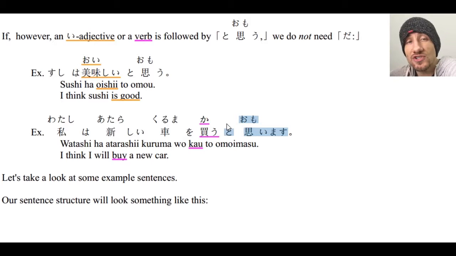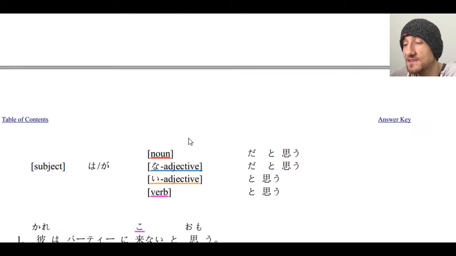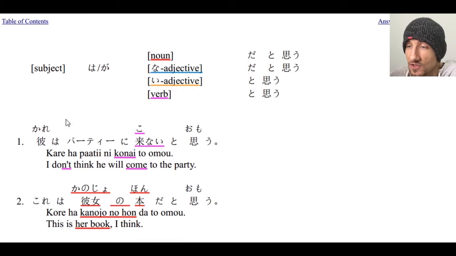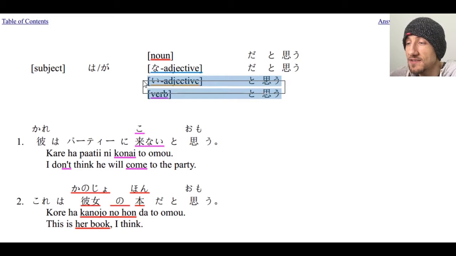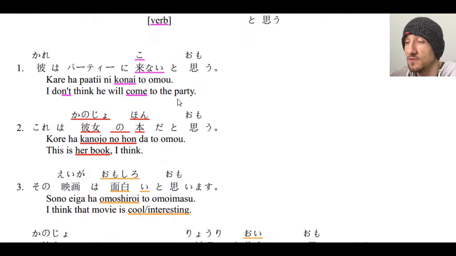If you're not sure how to know if something is a noun or a na adjective, it can be a little tricky, to be honest. But the more you practice, you'll know. And if you don't know, then you just have to make a mistake and then you'll learn. We're going to look at some example sentences now. The nouns will be red, na adjectives blue, e adjectives this orange color, and verbs in pink. You'll notice that the e adjectives and verbs will not have だ, and the nouns and na adjectives will have だと思う. Pay attention to that as we read the sentences.